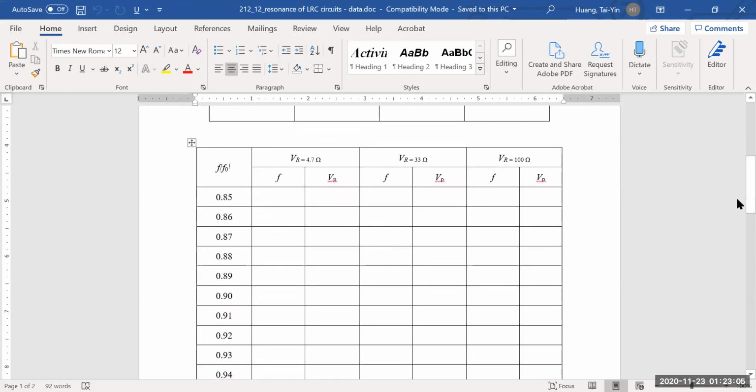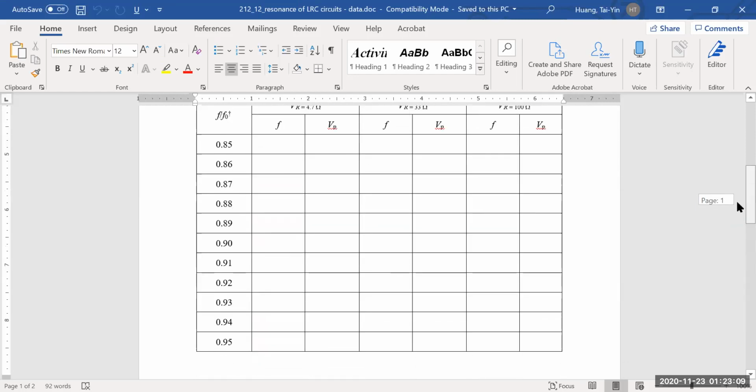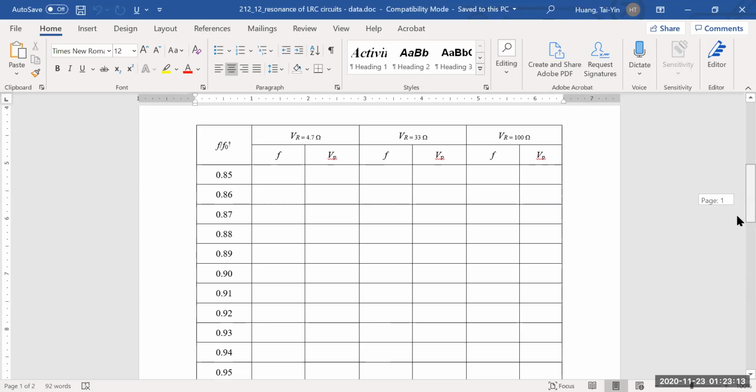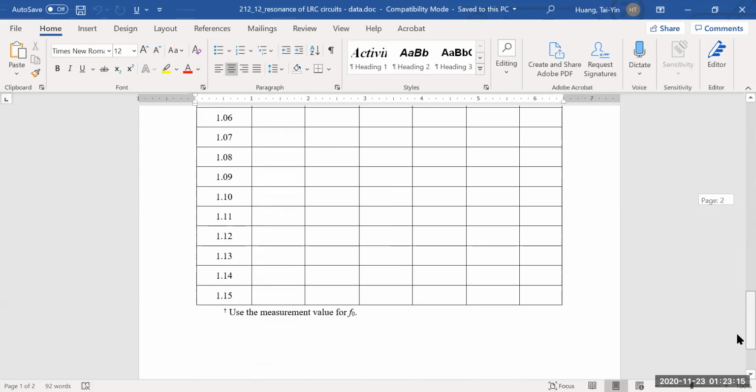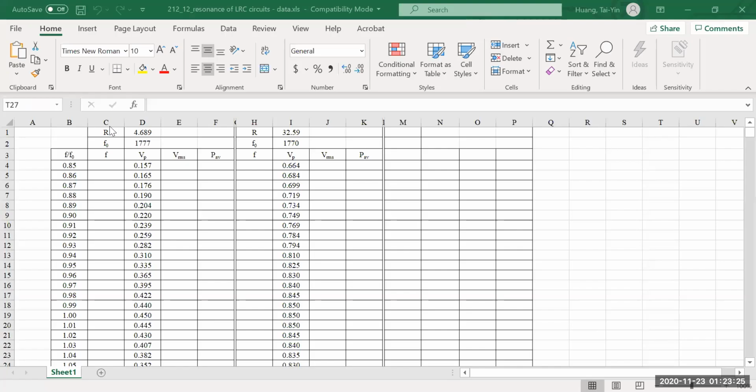Now for this table, you do not have to fill out the table here because you're going to use Excel. And this basically tells you that the frequency ratio is from 0.85 all the way to 1.15. So let me bring up the Excel file. Another file you'll be given is an Excel file, and in this Excel file, I already have the other 2 columns, so the 2 data sets.